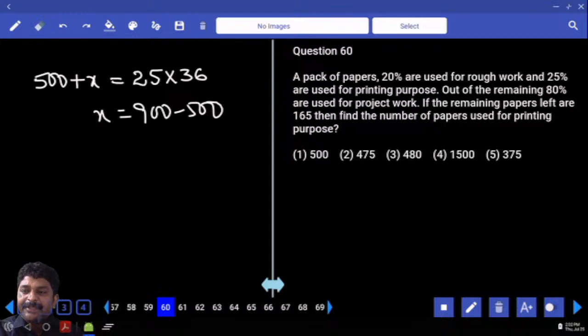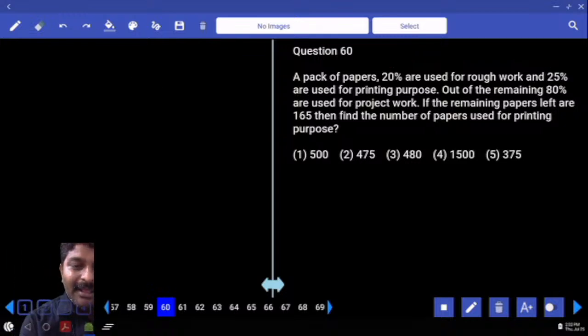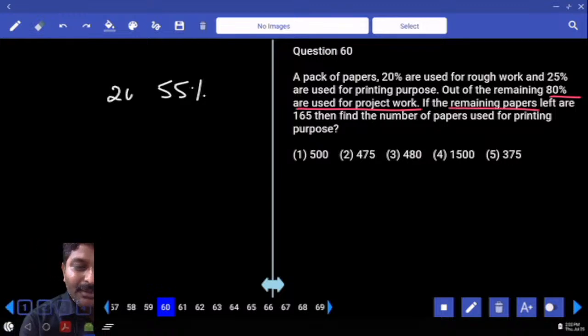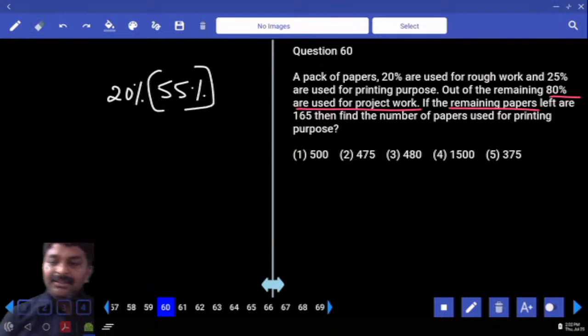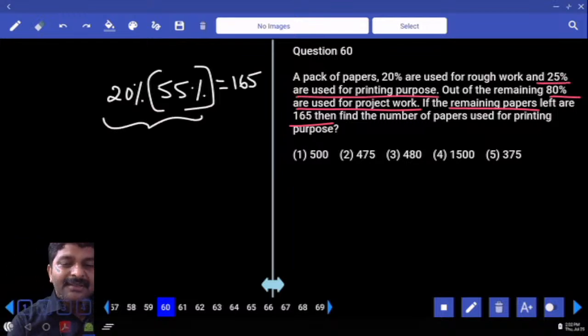In a pack of papers, 20% are used for rough work and 25% are used for painting purpose out of the remaining. So far, 45% is over. Remaining is 55%. Out of this 55%, 80% are used for project work. Remaining are 20% only. 20% of remaining, and these are 165. Find the number of papers used for printing purpose. Printing purpose, 25% are used. What is this value?